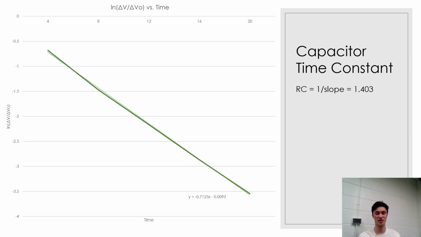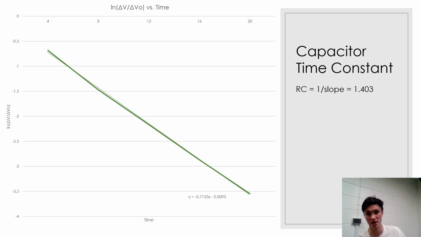So, using the data we took from that lab, we found data for the change in voltage over time of the circuit, and you can see here that we plotted the time against the change in voltage at each specific time over the initial potential difference across the battery, which was 9 volts.